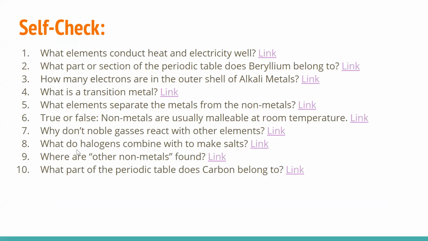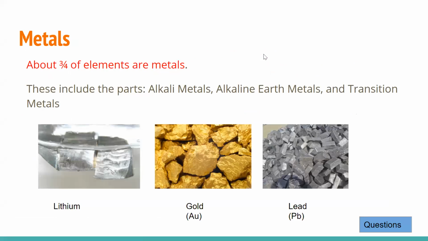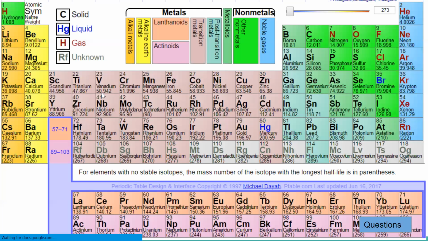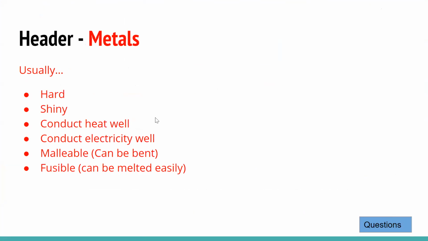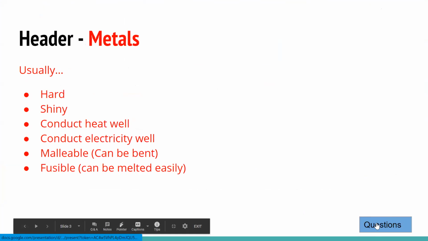Okay, now to our self-check. This is where we started, and it's where we ended up. What elements conduct heat and electricity well? Well, I have a link here. Those are the metals. Okay, metals. Sorry, I linked to the wrong slide. They conduct heat well, they conduct electricity well. Those are metals.